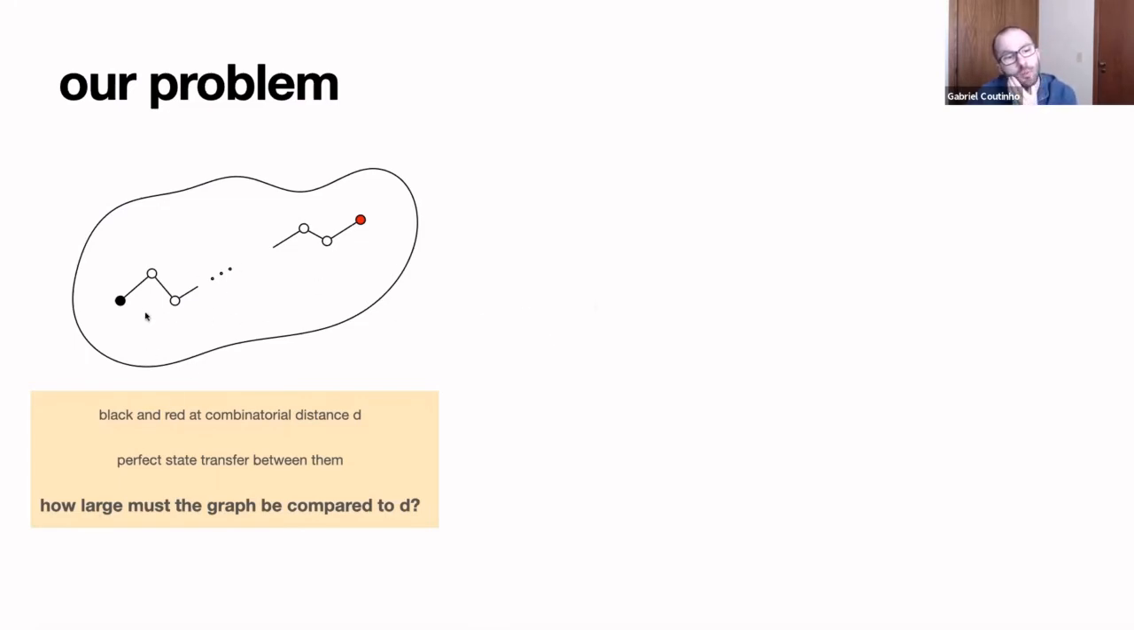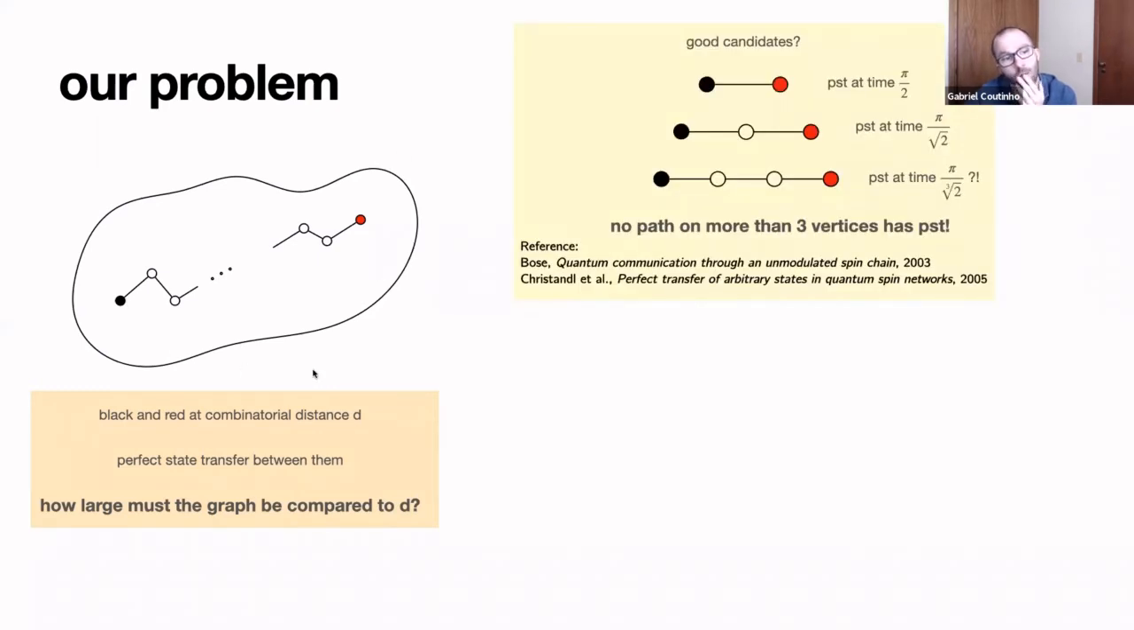How large must the graph be compared to D? So that's the picture. So what would be the candidates that you would think of? The candidates would be the paths, okay?